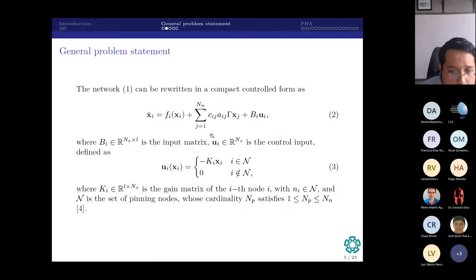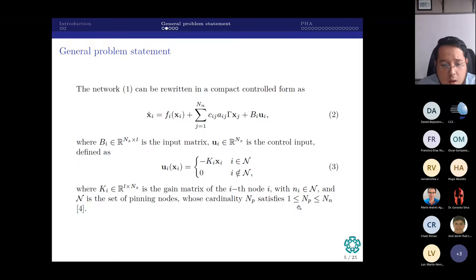Equation 2 is defined as follows, where V represents the input matrix and U is the control input. When node I belongs to the pinning node set, the control input is equal to the product of the control gain for the system. In the other case, it is equal to 0. The pinning node set is represented by the letter N in this notation. For the V-stability tool, P is calculated and satisfies this inequation.